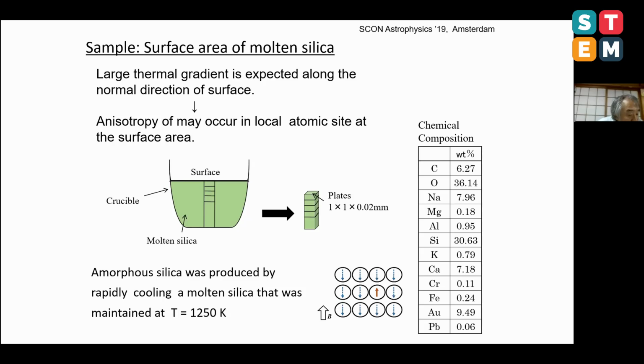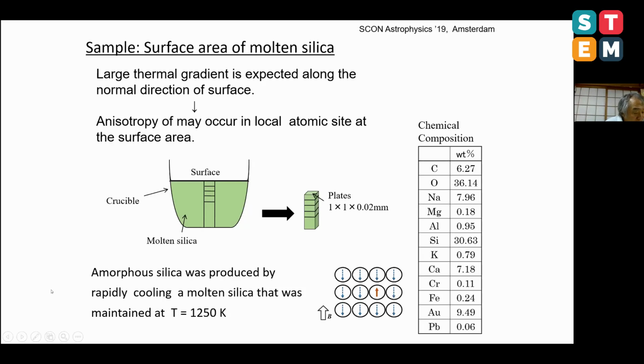Next, I'll show you an example of detecting a small delta chi from a small sample piece. Here, we wanted to prove that amorphous silica, which is supposed to be isotropic, may exhibit a large anisotropy to cause magnetic alignment. Now, one possibility is when the molten silica is cooled rapidly, a large temperature gradient will be located in the direction normal to the surface. It's about 1,000 degrees per centimeter or so.